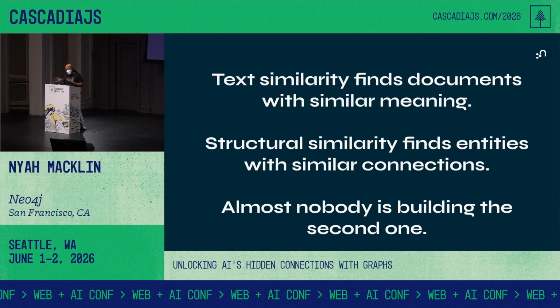But the second dimension, the one that a lot of people aren't building these days, is that structural similarity piece. Do these documents actually mean the same thing, right? Are these entities actually physically connected in some way? So what does this look like for connections when you're trying to store the data?